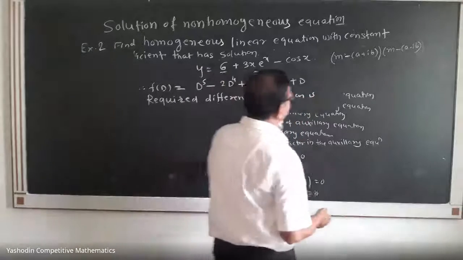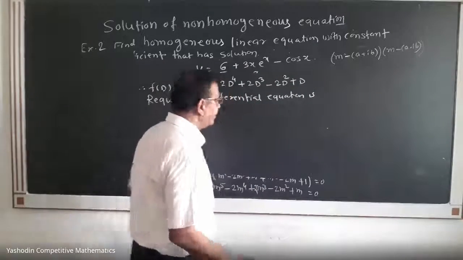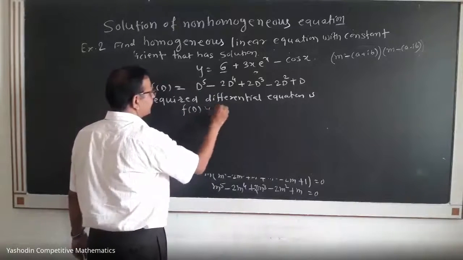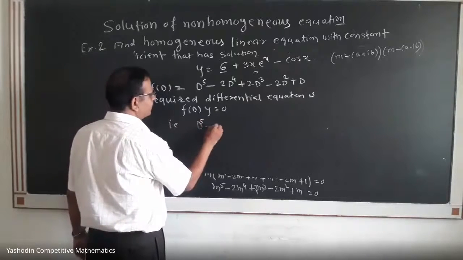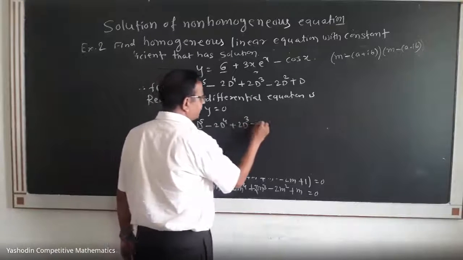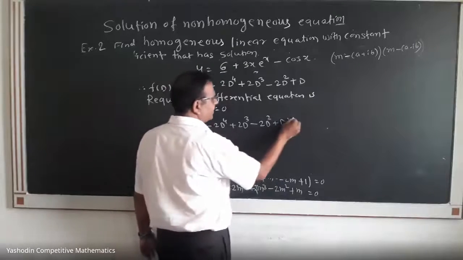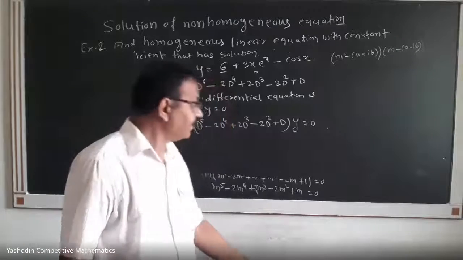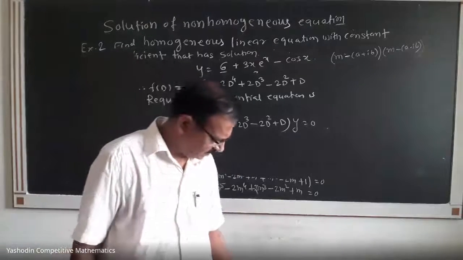And hence, the required differential equation is f(D) y equal to 0, and that is (D raised to 5 minus 2D raised to 4 plus 2D cube minus 2D square plus D) into y equal to 0. This is the required differential equation from the given solution.